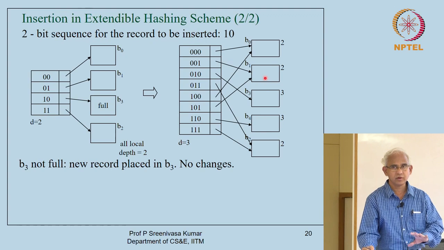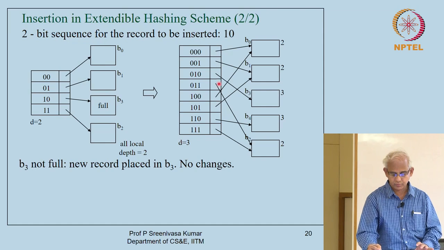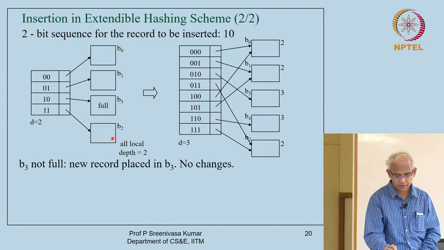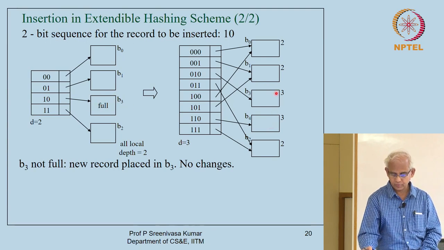Okay. So that is how, when we double the directory structure, we will appropriately adjust the pointers, and then see the number of buckets has just grown by 1 only. Because B3 is full, we split it and create B4. B0, B1, B2 were existing, B3 had to be split. Now the records in B3 are split between B3 and B4.